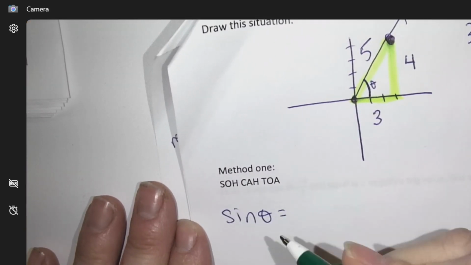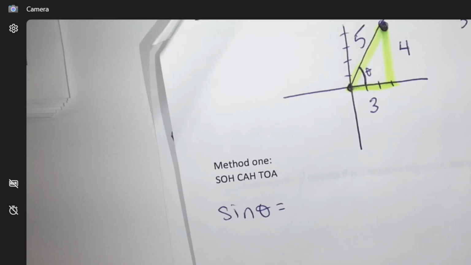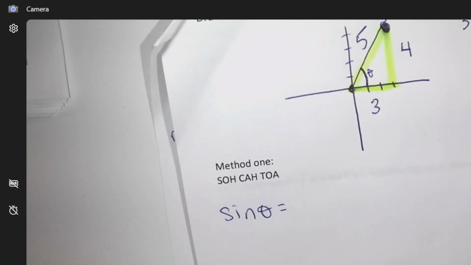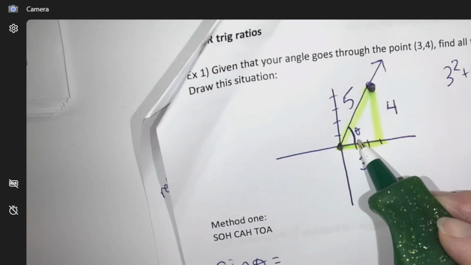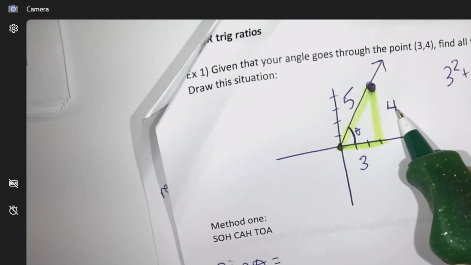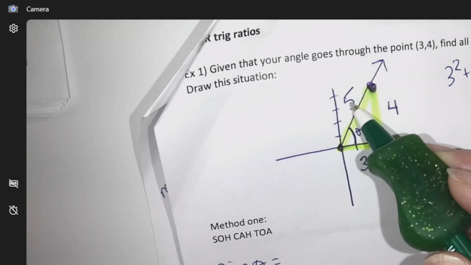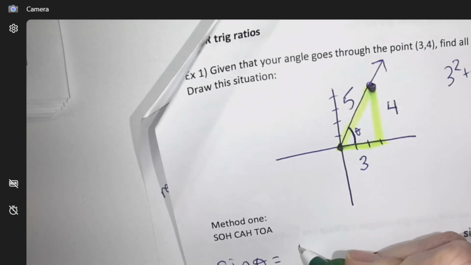Sine theta, sine of the angle, equals, so the SO, what does it represent? Opposite over hypotenuse. So from this angle, what's opposite? 4. What's hypotenuse? 5.